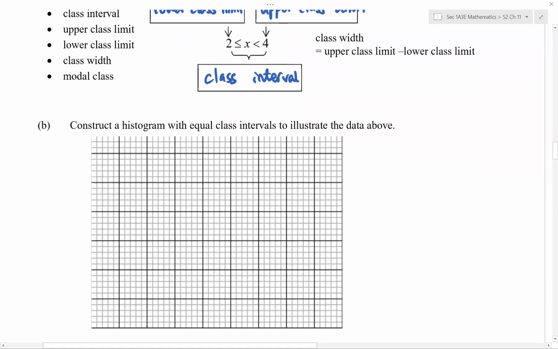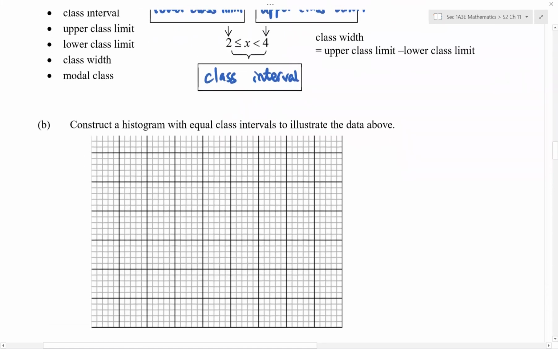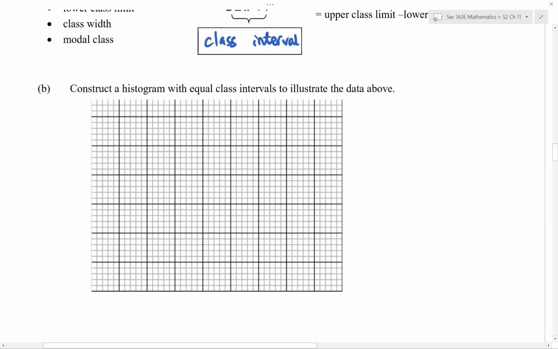In part B, it says that we have to construct a histogram with equal class intervals to illustrate the data above. So do your planning, and with a ruler and pencil, start drawing your vertical and horizontal axis. Our vertical axis will be our frequency. The horizontal axis will represent our time in x minutes.